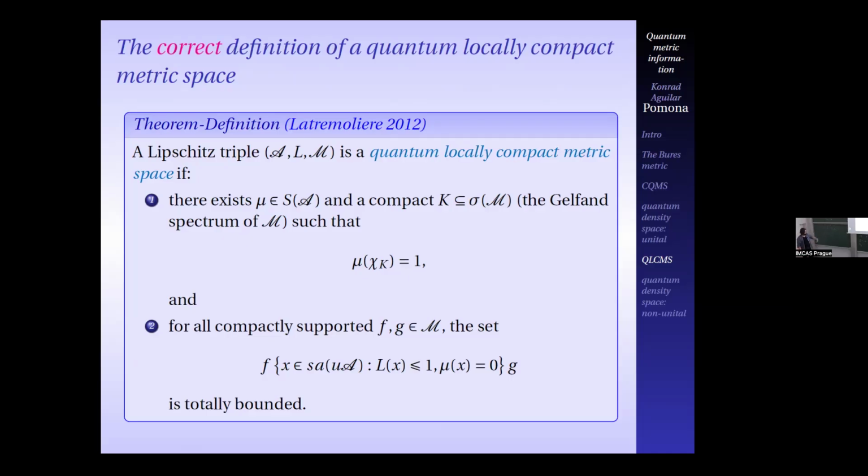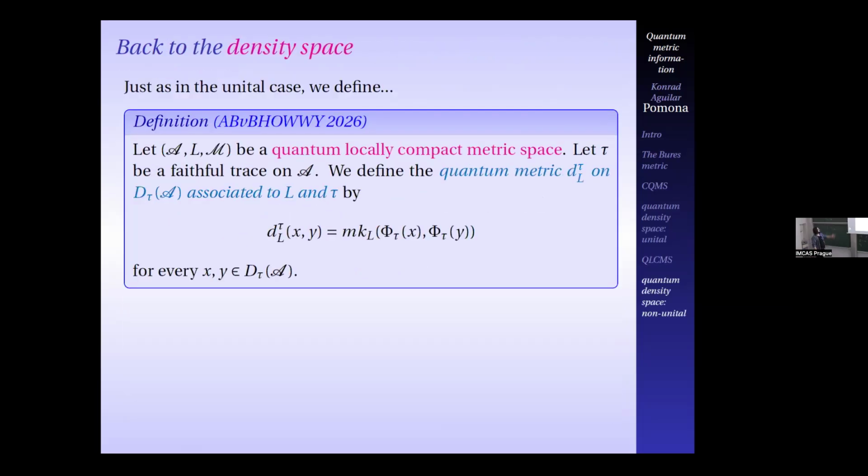So now we have the right notion of a quantum locally compact metric space. The correct definition, finally.